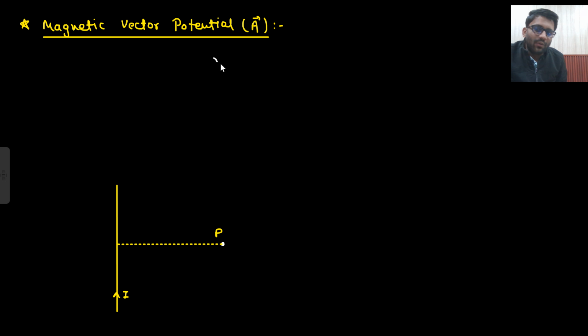From where did we get it? We always know that del dot B is always equal to 0.